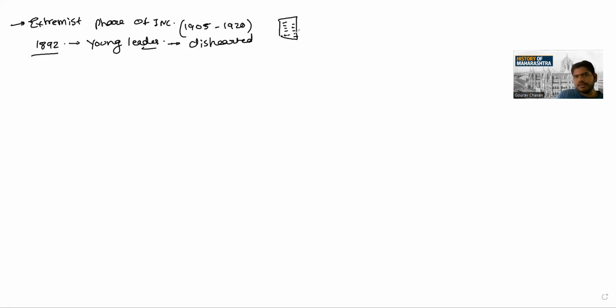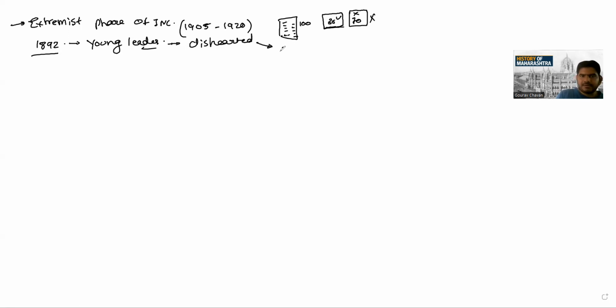And what the Britishers were doing, if let's say they were given 100 demands, only 30 were accepted, the rest 70 were rejected. And those 30 were also not the major demands, but minor demands which were accepted, and the 70 which were the major demands, generally the ones which were to give more power to the Indians, were generally rejected. That's why these young people became disheartened.